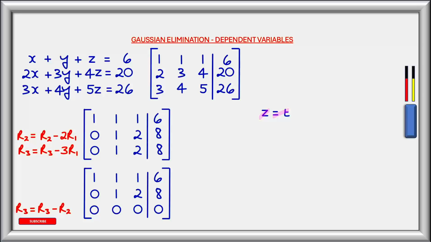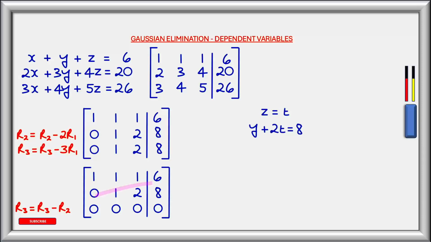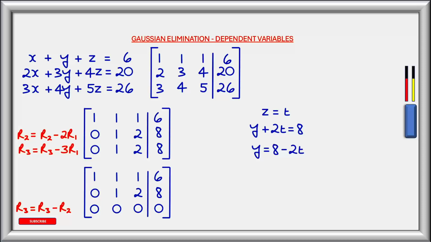So now that our independent choice is set, let's use back substitution to determine how the rest of our variables, x and y, depend on t. If we use the second row shown here, it tells us that y plus 2t is equal to 8. And therefore, y is equal to 8 minus 2t.